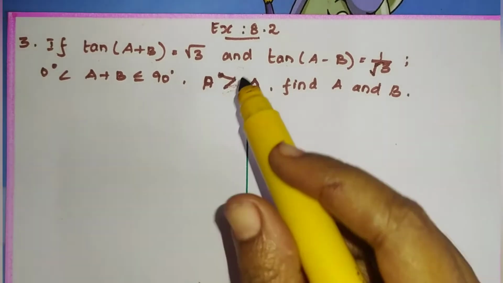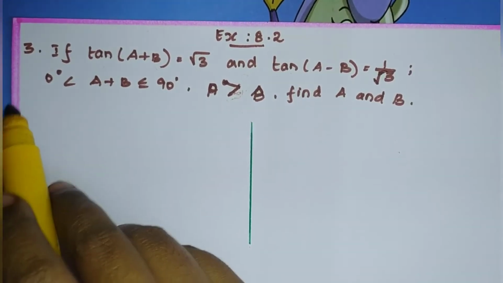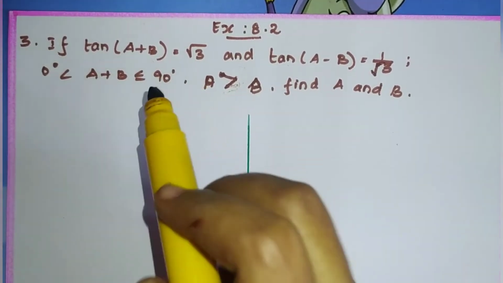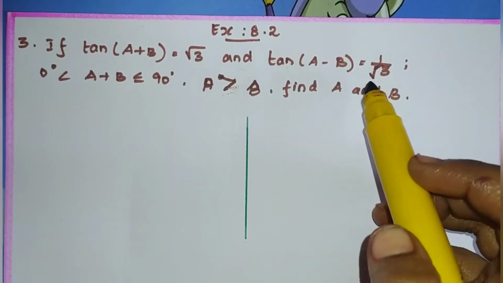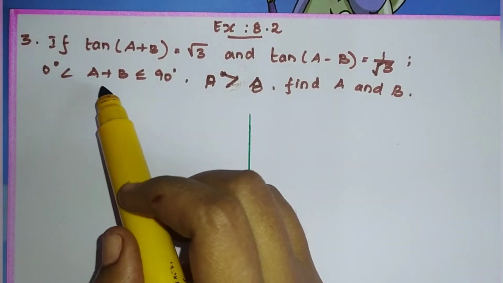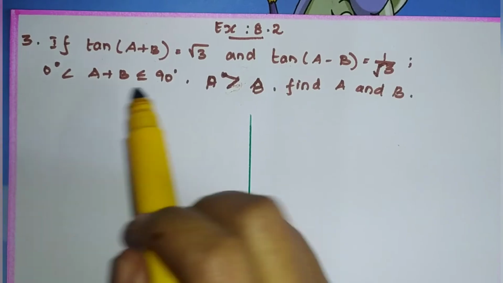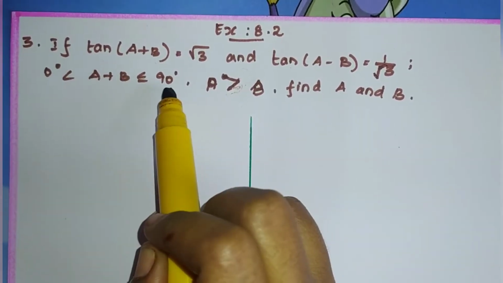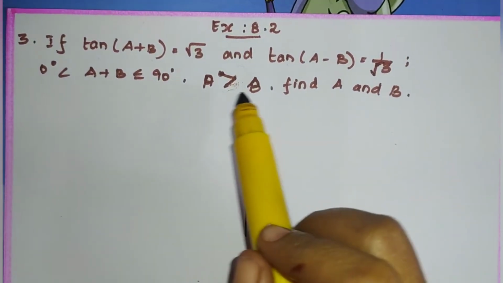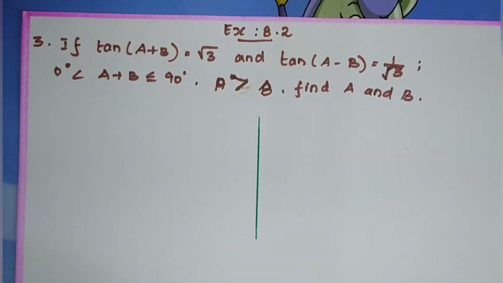Namaste students. In this video, we are going to see exercise 8.2, third and fourth problem. First, the third problem: if tan(a plus b) is equal to root 3 and tan(a minus b) is equal to 1 by root 3, then 0 degree less than a plus b less than or equal to 90 degree. This must lie between 0 and 90 degree, and a greater than b. Find the value of a and b.